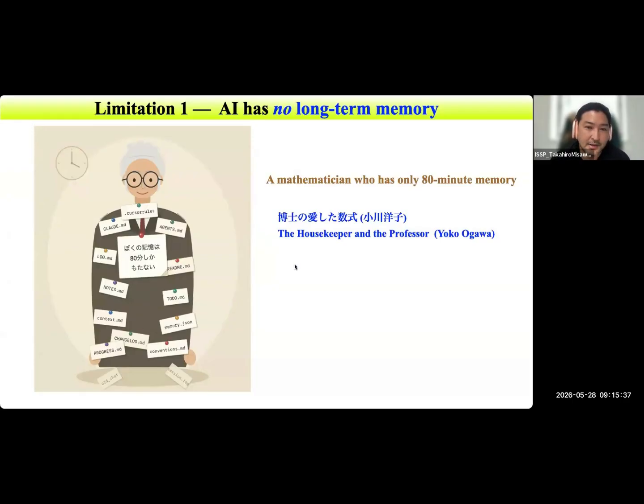So here I show an analogy with a mathematician who appears in a novel. In Japanese, the title of the novel is Hakase no Aishita Sushiki, but there is an English translation. The title is The Housekeeper and the Professor. In this novel, a mathematician appears. Due to an unfortunate accident, this mathematician lost his long-term memory. He only has 80 minutes of memory. Over 80 minutes, he forgets everything before that.